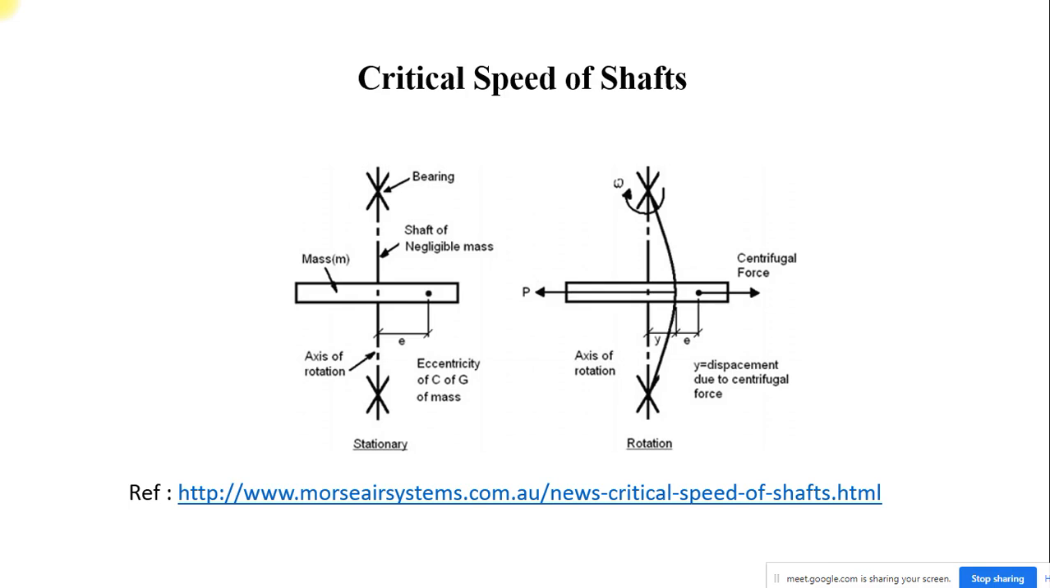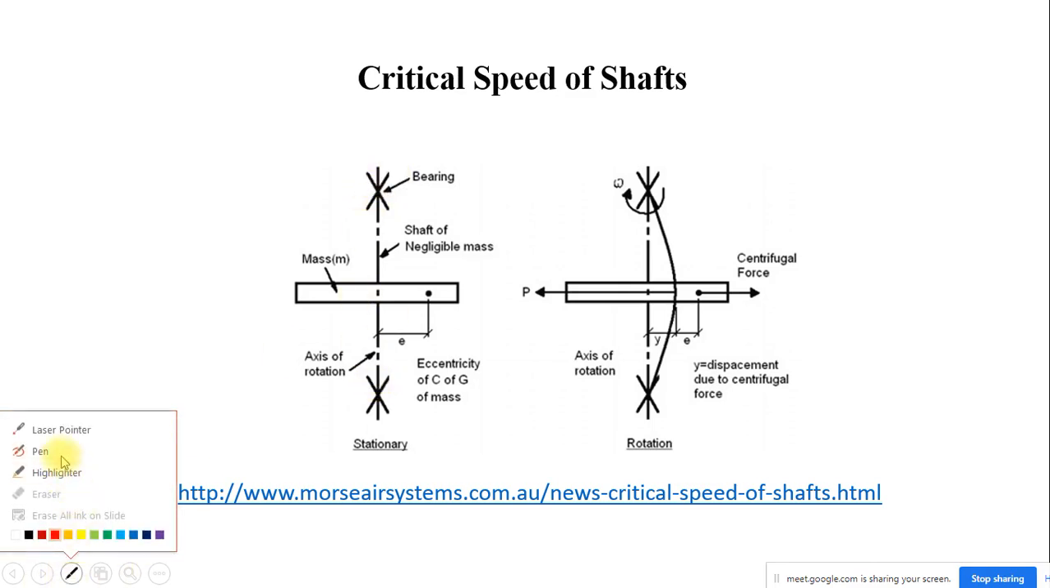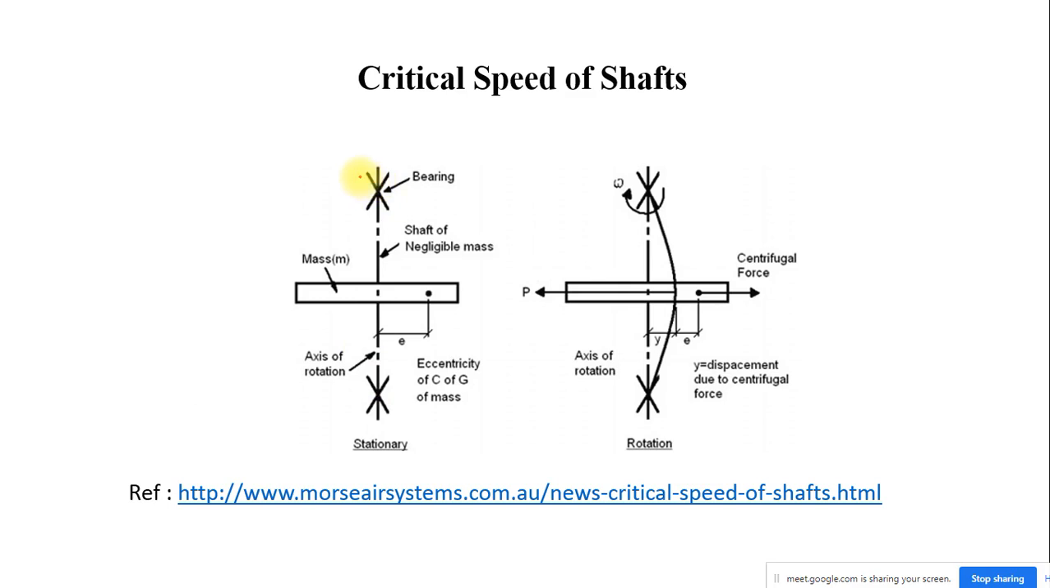This is one example for the critical speed of a shaft. You can see a shaft is fixed into two bearings. You can see in this left hand diagram, here you have one bearing and here you have a bearing, and you can see the center axis, which is nothing but your shaft. Okay, and at the center you have a mass.